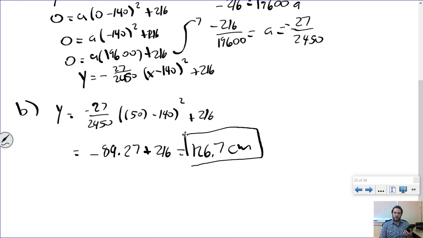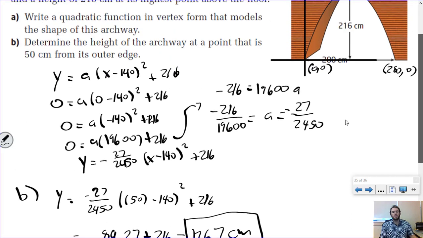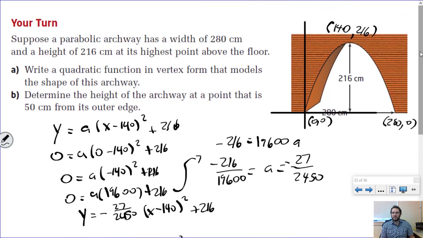Now, what about the other edge? Because the question doesn't specify which edge. It just says 50 centimeters from an edge. Well, the nice thing is, because of the way we've set up our parabola, 50 centimeters from this edge is going to be symmetrical to 50 centimeters from that edge. So they should be at the same height.